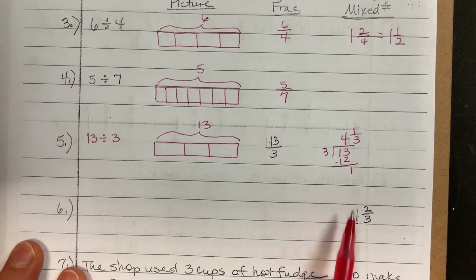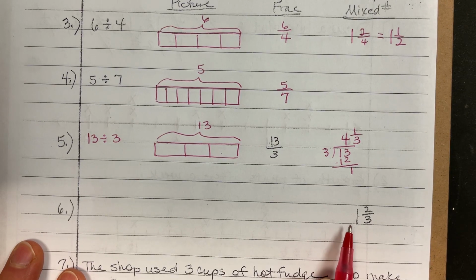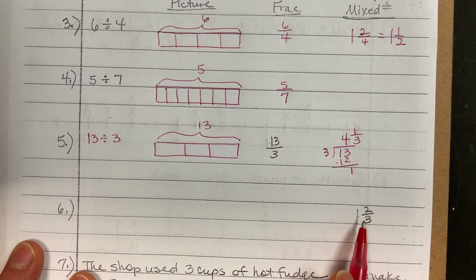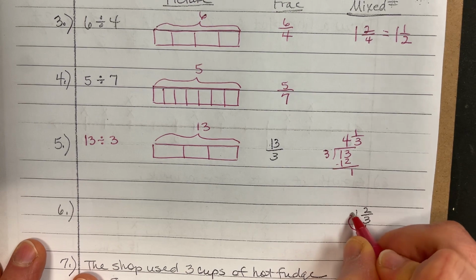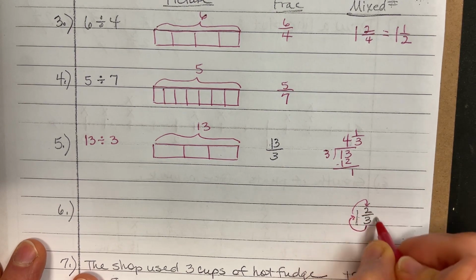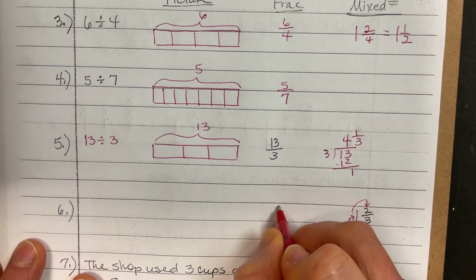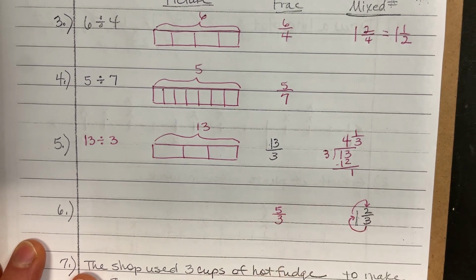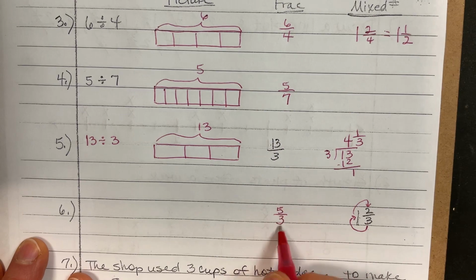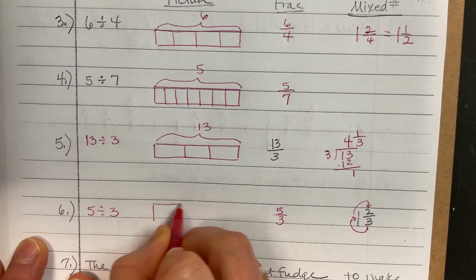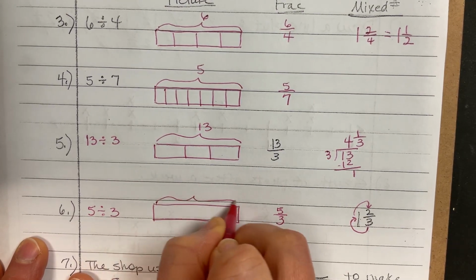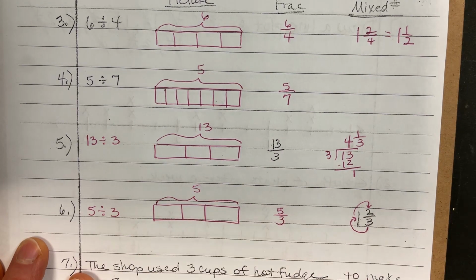Number 6, this time we're given the mixed number. So let's think about what that is as an improper fraction. 1 whole is 3/3, plus 2 more thirds would be 5/3. Okay, or remember you can do this: 3 times 1 is 3, plus 2 more is 5, and I am talking about thirds, 5/3. Okay, I could also read that as 5 divided by 3. And so my tape would look like my total amount is 5, and it's being divided into 3 sections.